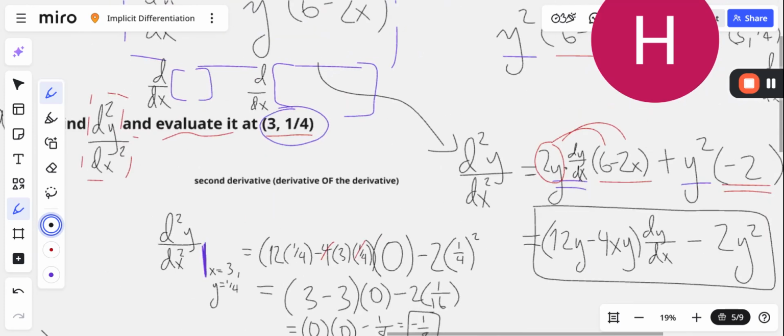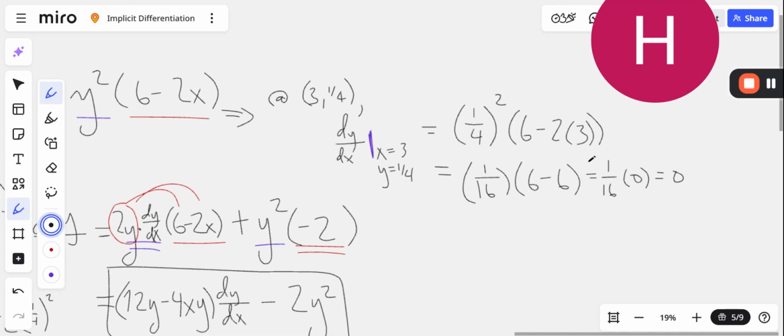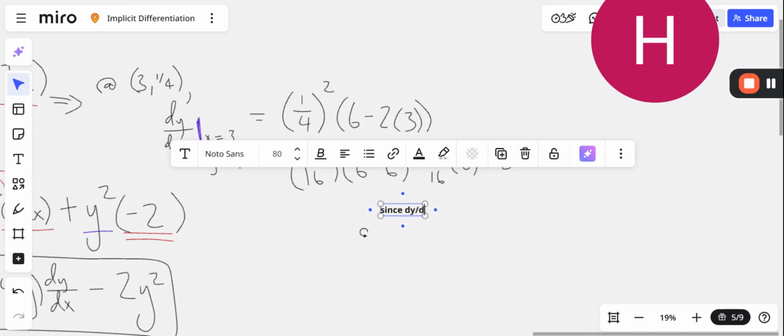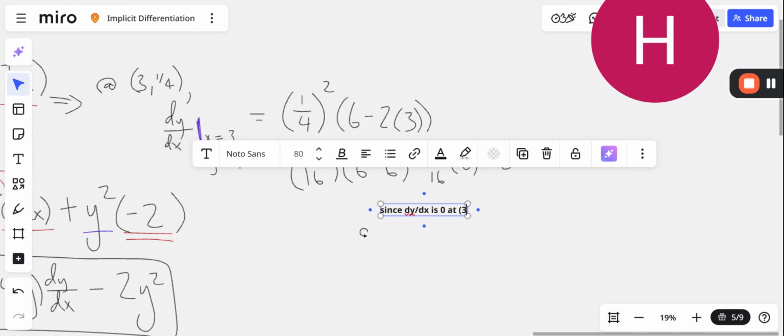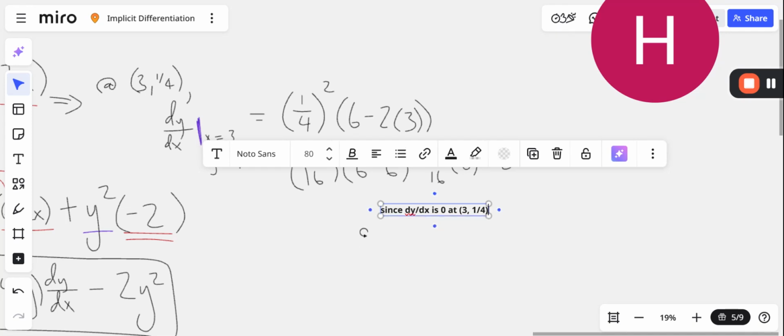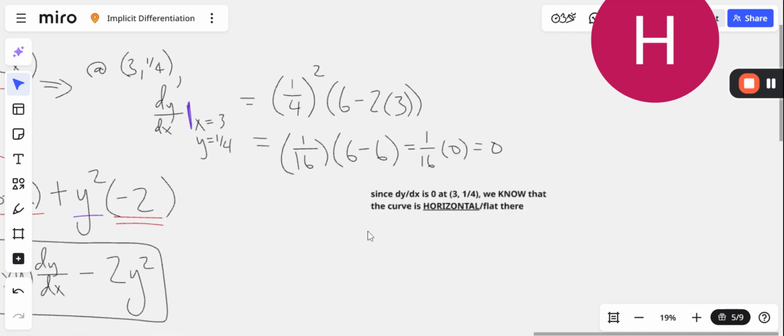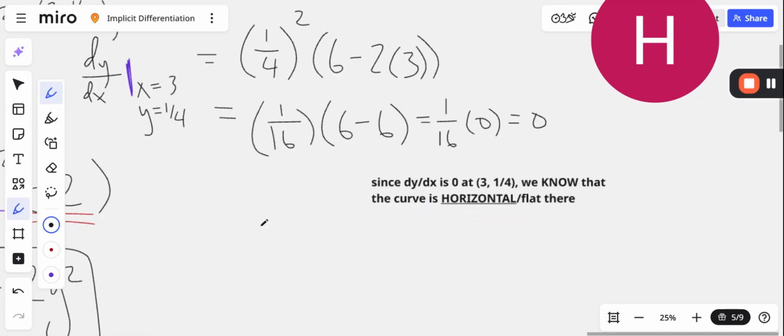Now, because dy/dx at this point is equal to 0, let's take a moment and just understand what that means about the curve. Since dy/dx is 0 at (3, 1/4), we know that the curve is horizontal there. You could also say flat. And so we have a horizontal tangent line. That's going to be kind of useful.